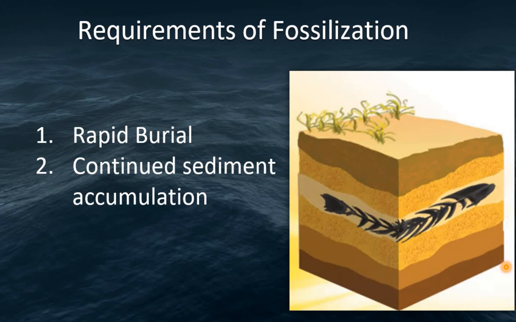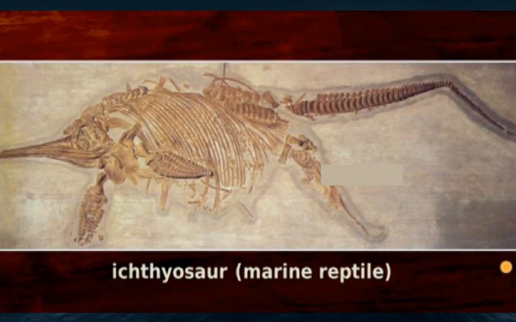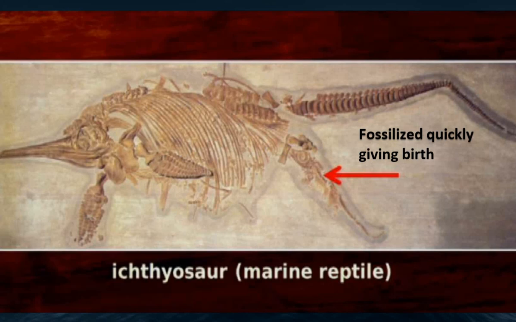I'll give you another example. Here is a 6-foot long ichthyosaur, a marine reptile, that was buried quickly by sediments. How fast? This ichthyosaur was giving birth to a baby ichthyosaur, and it was buried so quickly the baby didn't even come out yet fully. So how are you going to have millions of years of fossilization when you've got a marine reptile buried so fast the mother didn't even have time to give birth?